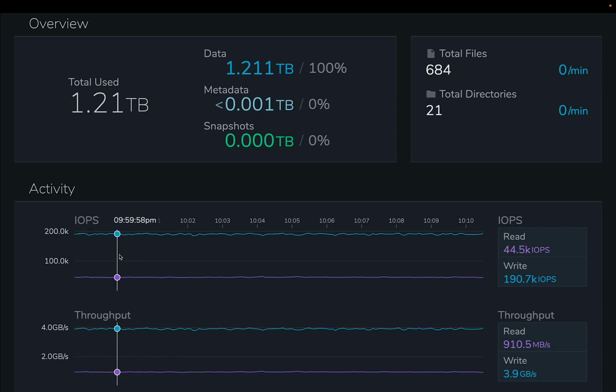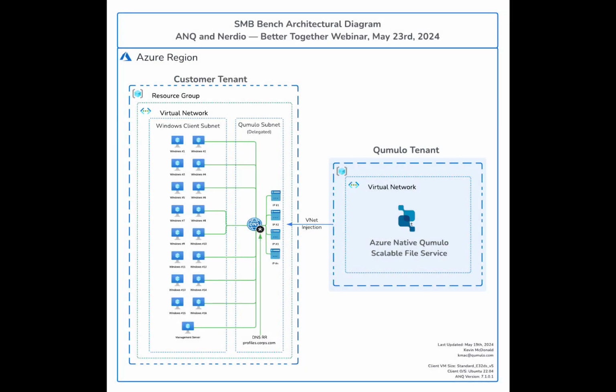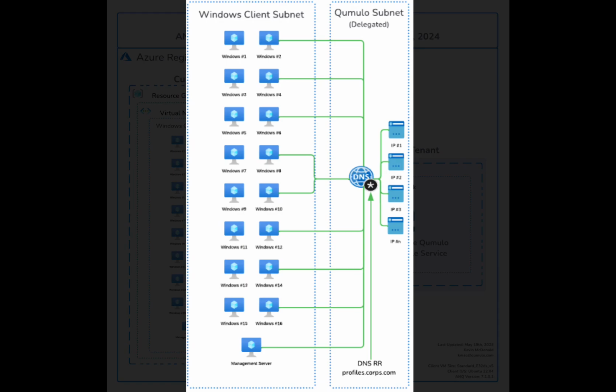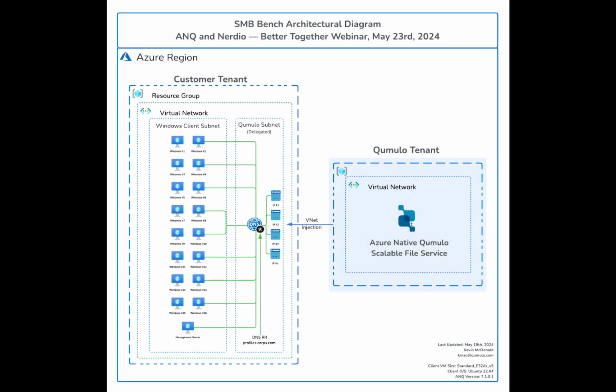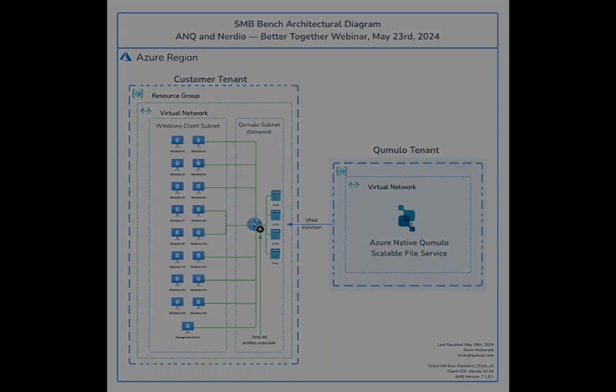harness running a 100% Windows benchmark that simulates an AVD workload. I put together this architecture diagram so you would be familiar with what I am doing in this benchmark. I'm running 16 Windows 2019 servers as load generators and an ANQ cluster that is identical to the AVD customer's cluster I discussed just a few minutes ago.